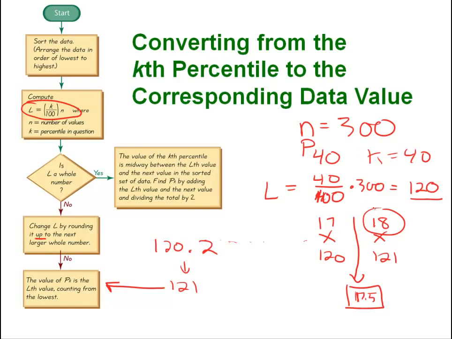If you get a whole number, you go halfway in between that and the next one in the list. And remember, the 120 represents the number of things, right? It doesn't represent the value of the data. It represents you count down and you go, okay, that's the 120th number in the list. If the number is not a whole number, you round up regardless of what its decimal is, and then that's the number you choose as the kth percentile.